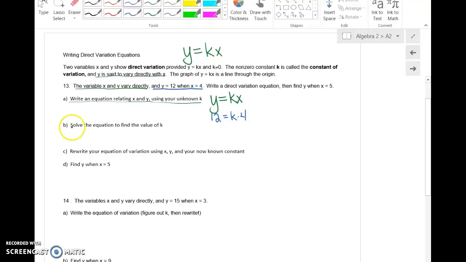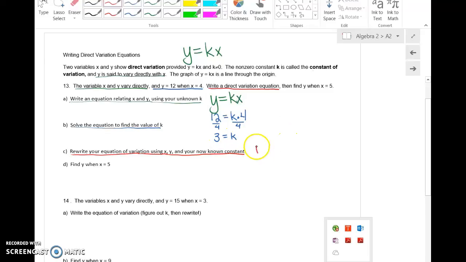It says solve that equation and find the value of k. So we divide both sides by 4 to find out that our k value equals 3. Write a direct variation equation. Rewrite your equation of variation using x, y, and your now known constant. That would be this k equals 3. So we rewrite y equals 3x.